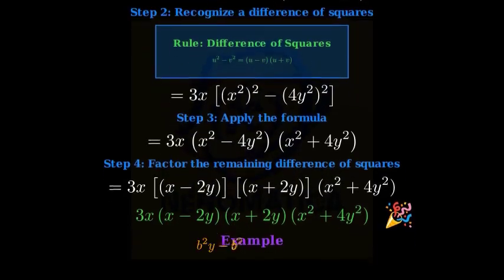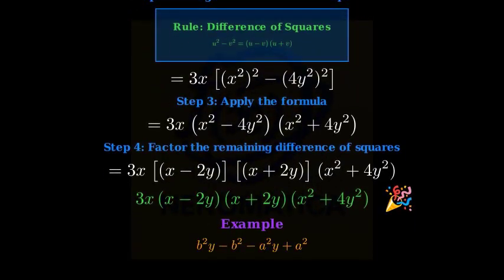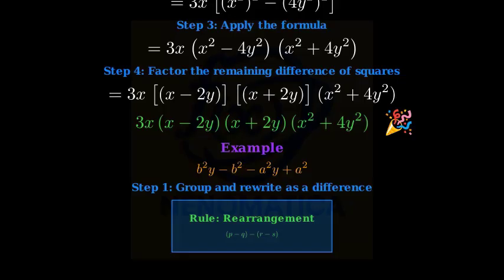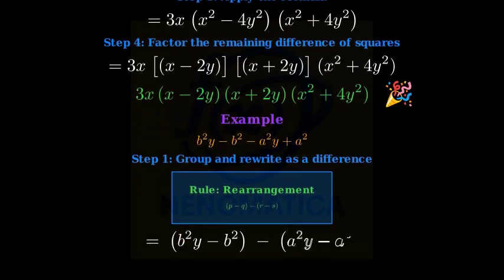We can regroup our terms as follows: b squared y minus b squared minus a squared y minus a squared. This grouping helps us see a pattern more clearly. Now, let's factor out the common terms in each group. From the first group, we can factor out b squared, giving us b squared times y minus 1.